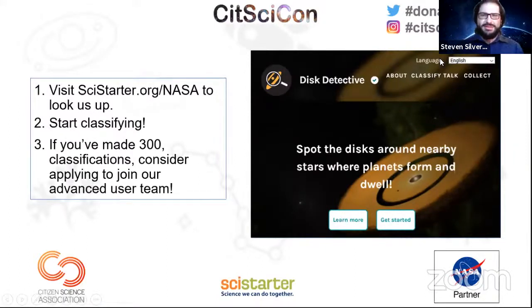I uploaded about 2,500 new things to look at earlier this week. So you can go to scistarter.org/NASA. We're a partner with SciStarter. Hop there. You can start classifying. And if you've made 300 or more classifications, we invite you to consider applying to join our advanced user team because we want the contributions of dedicated citizen scientists like y'all.